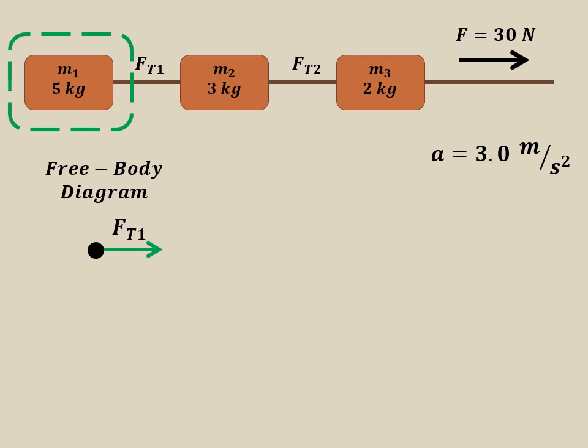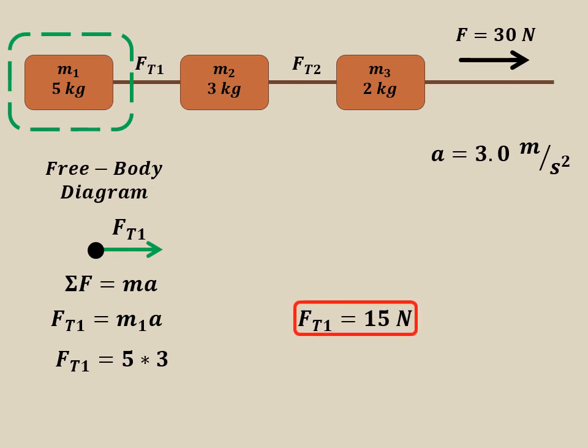So we only have that force of tension 1 on our free body diagram. All right, so Newton's second law, net force equals mass times acceleration. I've got this one force forward, the force of tension 1, and that's going to be equal to the mass of our system. Now this time our system is only mass 1, so that's all we put over here for our mass. The force of tension is going to be equal to the mass times acceleration. We already have the acceleration over here, so we can plug that in. 5 times 3, that gives us 15 newtons for force of tension 1.